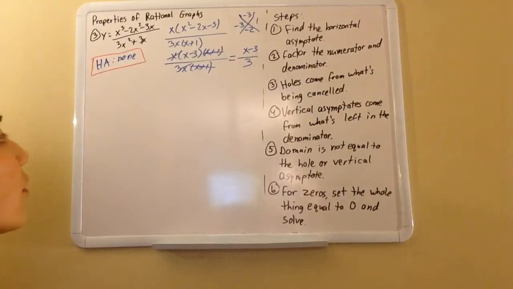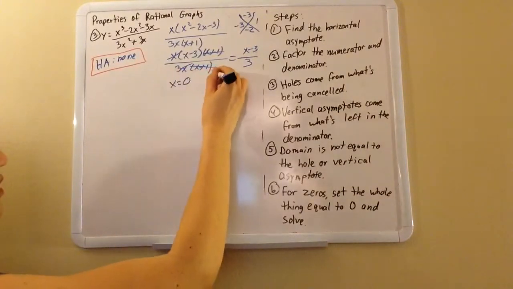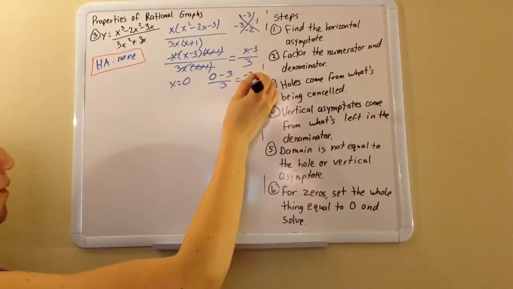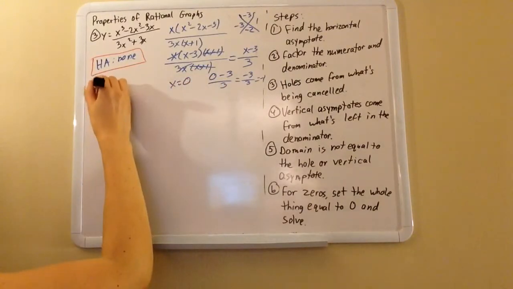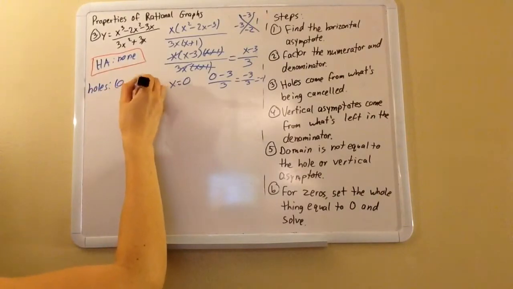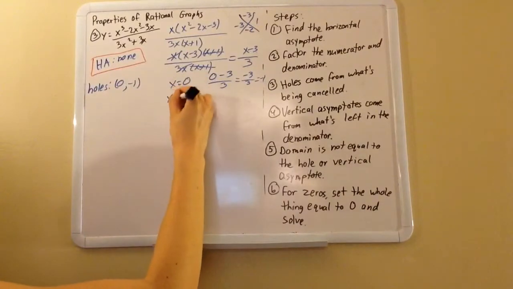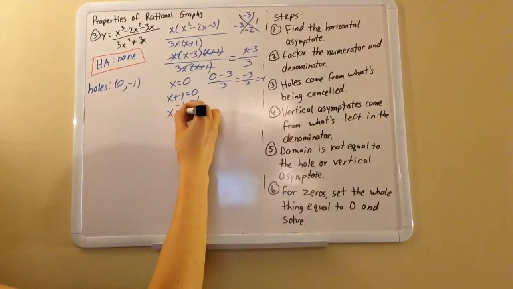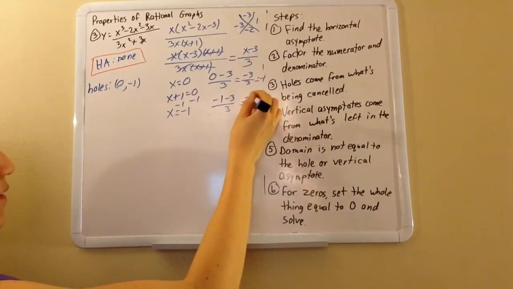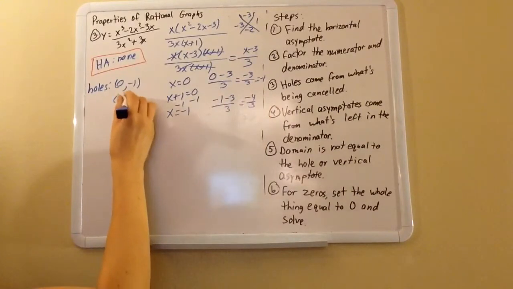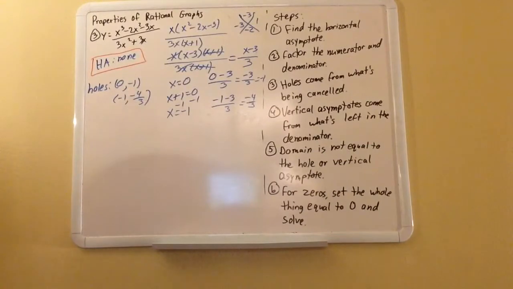Alright, let's look at those holes. Remember, the holes come from what's being canceled. I canceled out the x's, so that means x equals 0 here for the hole. I plug this back into my simplified version in order to get my y value. So I get 0 minus 3 over 3, which gives me negative 3 over 3, which is negative 1. So my first point, let me write it over here, my holes, is 0, negative 1. The second point is coming from here, so that's x plus 1 equals 0. I'm subtracting 1 from both sides, so I get x equals negative 1. I plug that back in here, so that's negative 1 minus 3 over 3, which is negative 4 over 3. So I get negative 1, comma, negative 4 over 3. So those are my two holes.